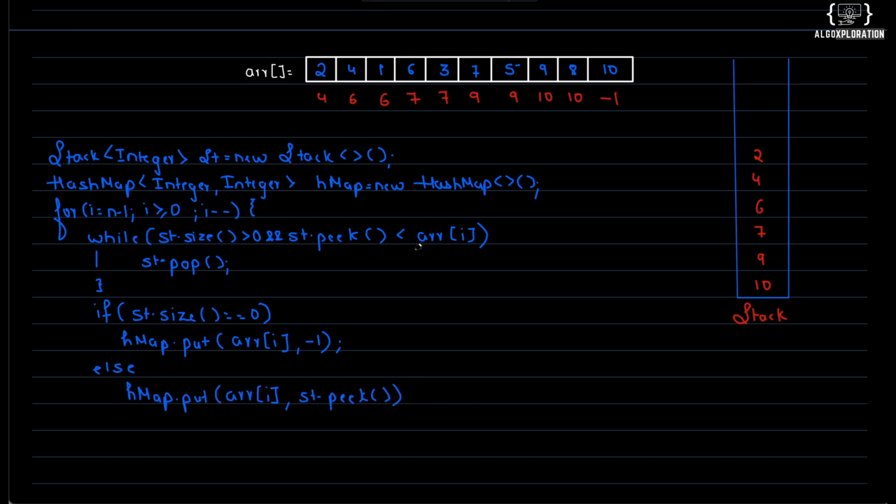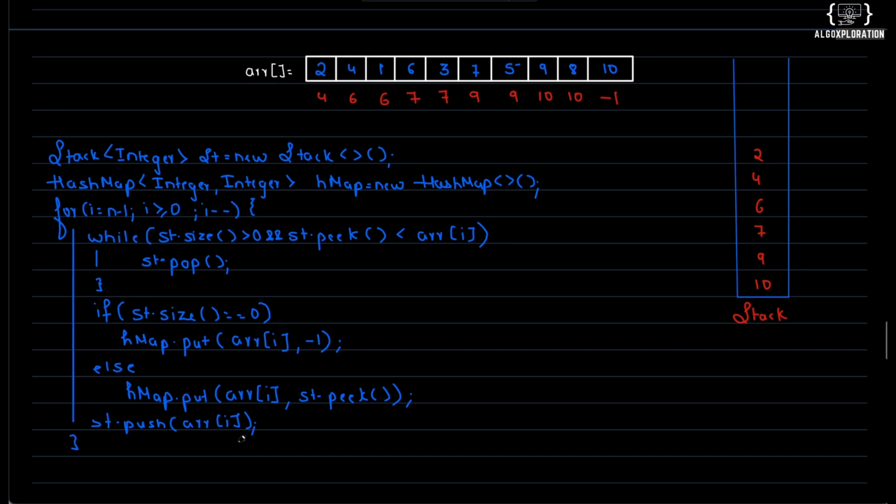And after storing, don't forget to store each and every element inside the stack. So stack dot push current element, and that's it, we are done. So here you can see that this has happened with just one for loop.